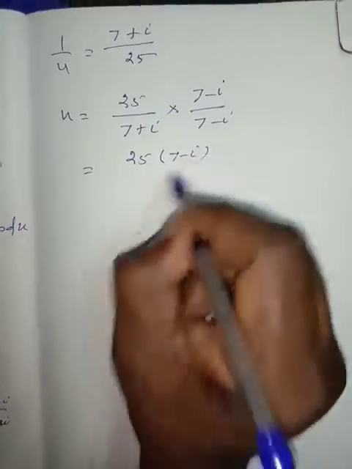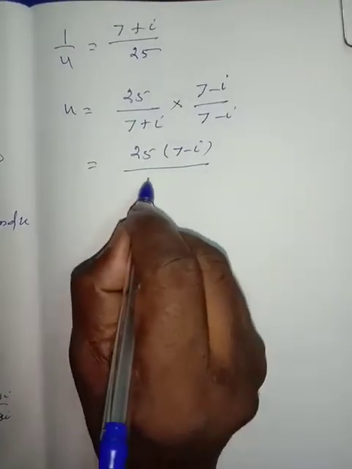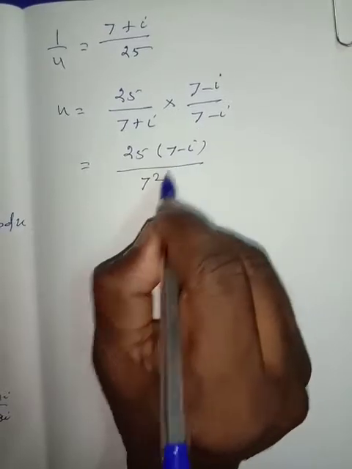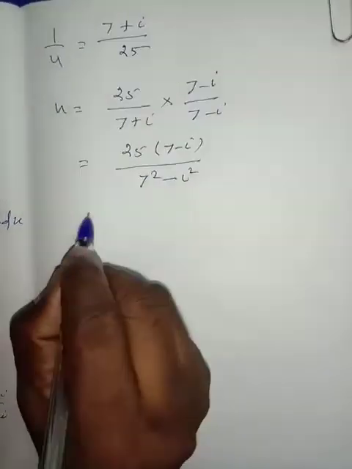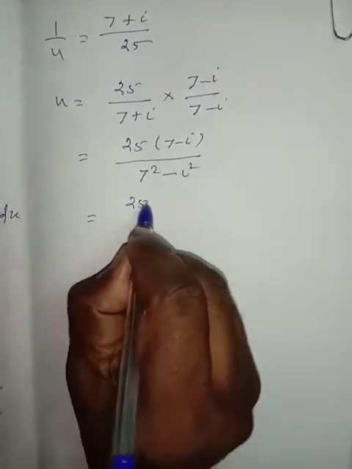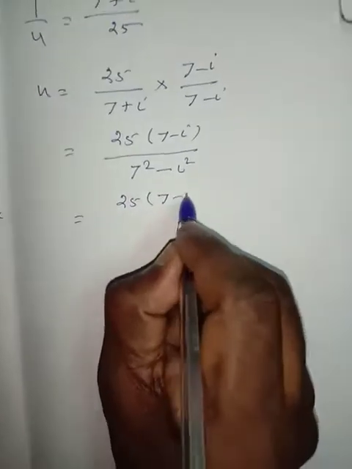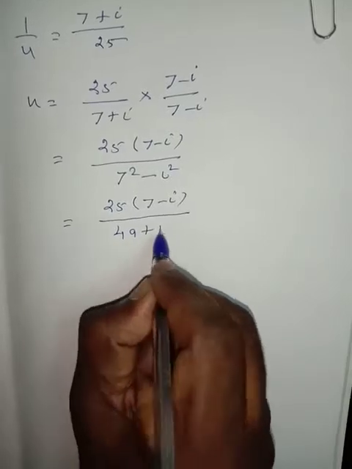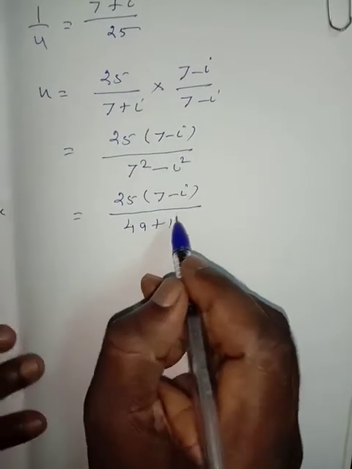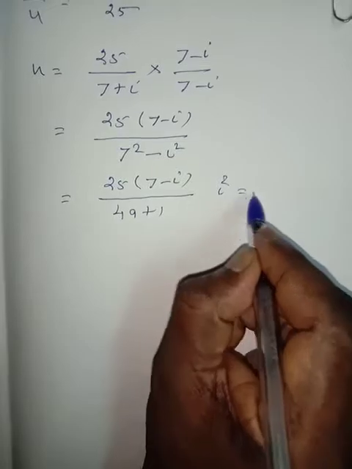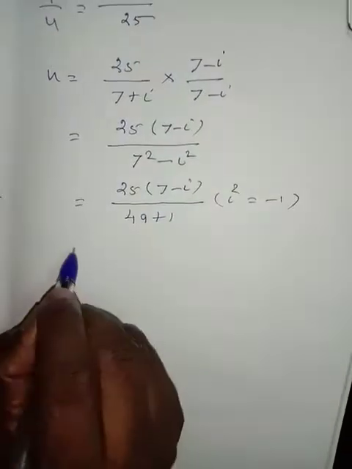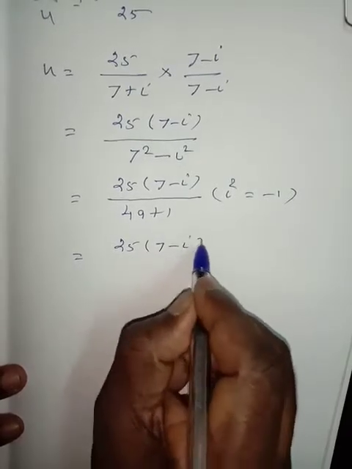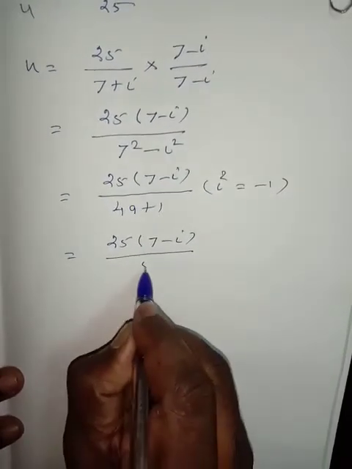(7 minus i) divided by 7 square is 49 minus i square. i square is... Therefore 25 into (7 minus i) divided by 49 plus 1. Why? i square is minus 1. So 25 into (7 minus i) divided by 50.